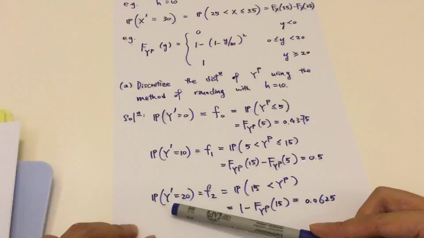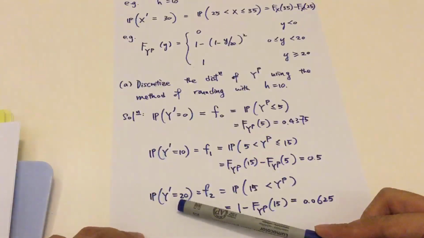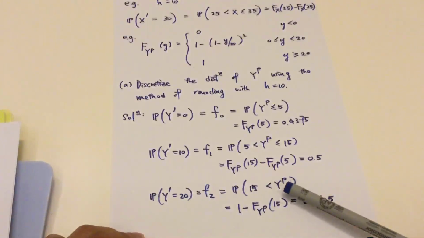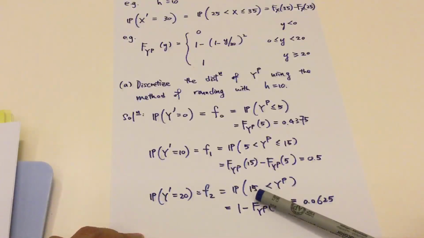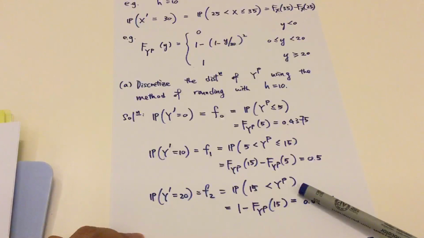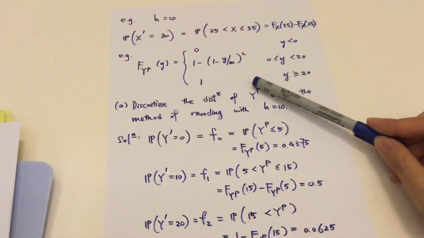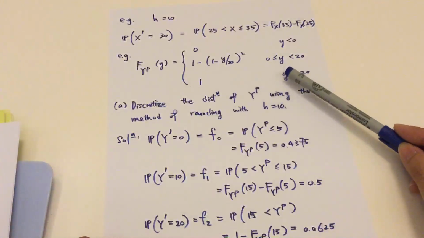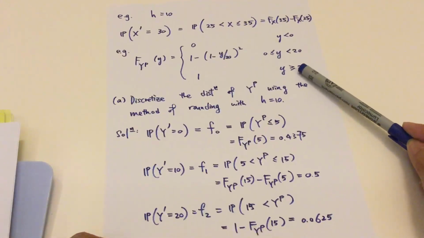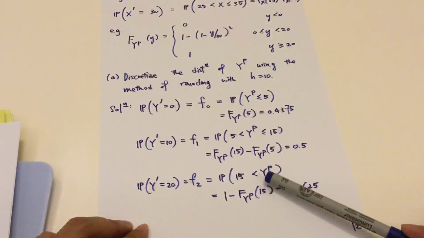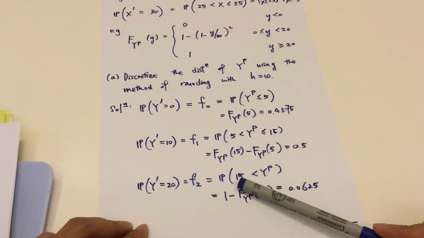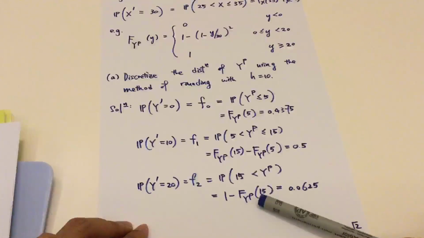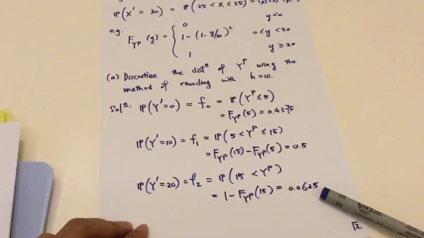Finally, y prime equals 20. So by the method of rounding, it will be 20 when the original variable y is between 15 and 25. But if you go back to this CDF, you can see this continuous variable y actually is bounded above by 20. Okay, so we only need to consider y between 15 and 20. So that means it is 1 minus F of 15, and this is 0.0625.